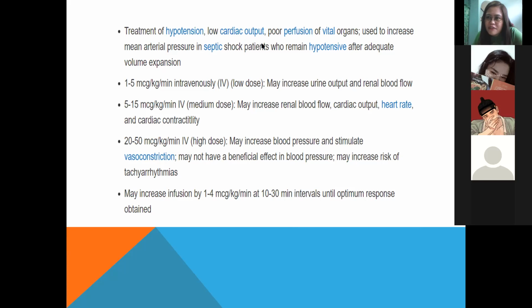So again, ang dopamine plus high is a treatment of hypotension. Pwede po siya ihatag for persons with low cardiac output, with poor perfusion of the vital organs, kulang ang blood flow, and used to increase mean arterial pressure in septic shock patients na nag-remain hypotensive after adequate volume expansion. Kanang septic shock, ingon ko kagaina, na ay infection sa blood. So, pwede siya mauwi sa shock, mag-cause siya hypotension sa patient.